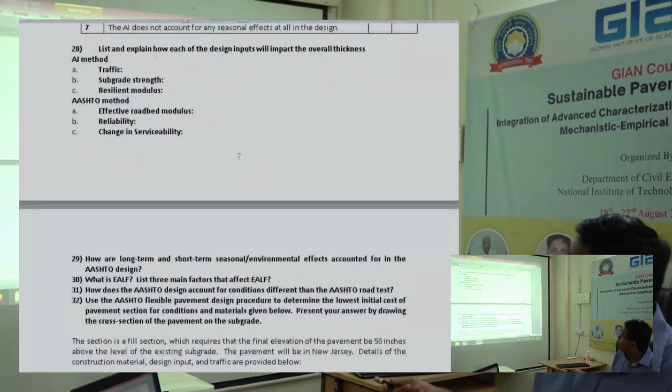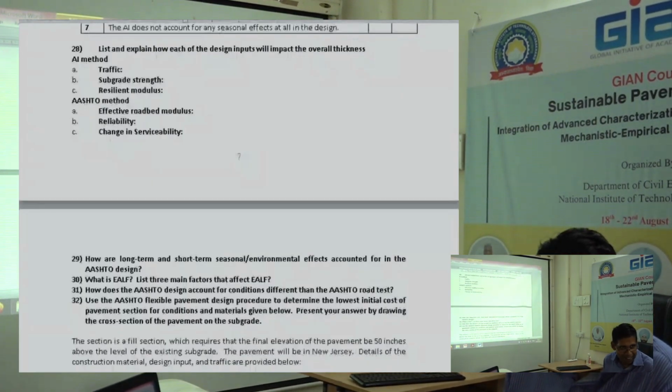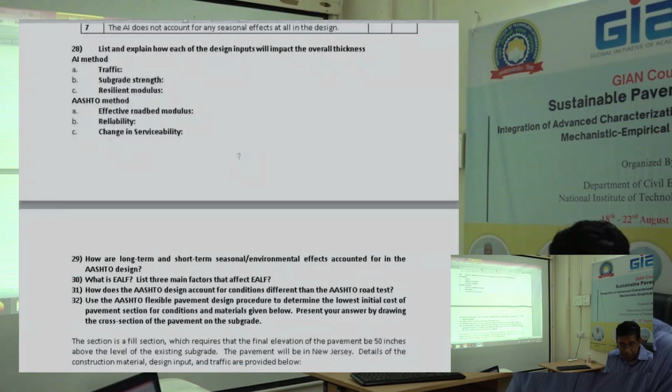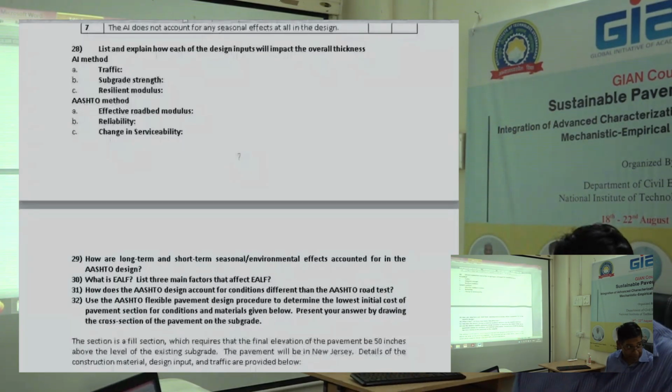Next one. What is ELF? Let's get this right. We did this a lot yesterday. Equivalent axle load factor. It is the number of repetitions of axle X divided by the number of repetitions of an 18 kip single axle load, N18. And if it's 1, that means they're exactly the same. That's ELF, right? Remember, that's the only definition.